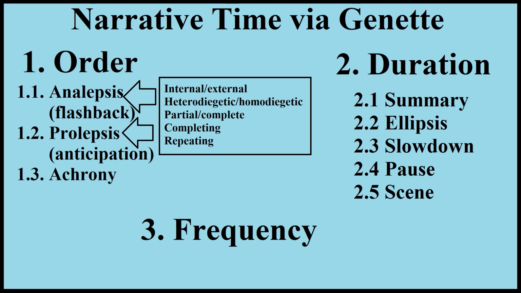So order, remember, is made up of analepsis, prolepsis, and achrony. And within analepsis and prolepsis, you can get internal/external. You also get mixed, where it sort of brings the two together. Homodiegetic and heterodiegetic, also mixed, right? Then you get partial, complete, and then you get completing and repeating. These apply to all of them.